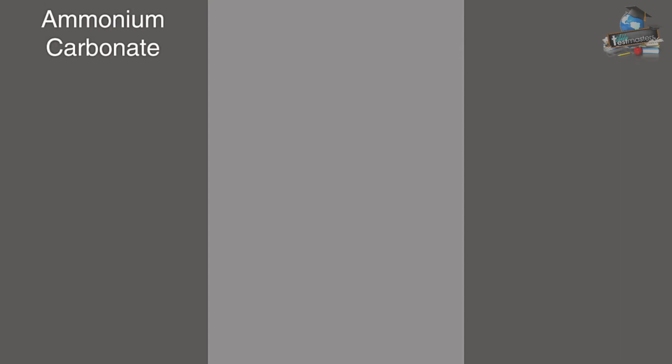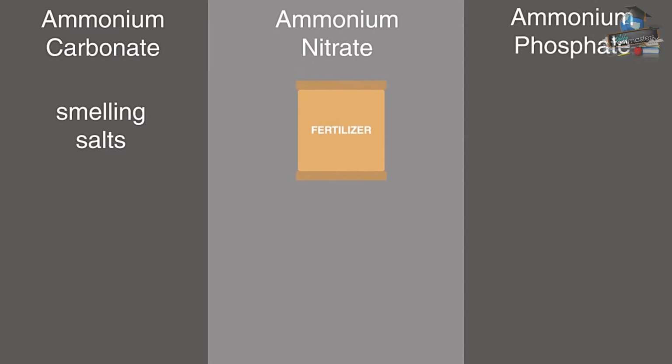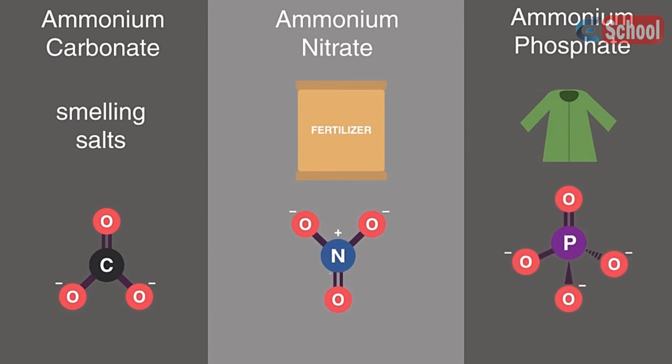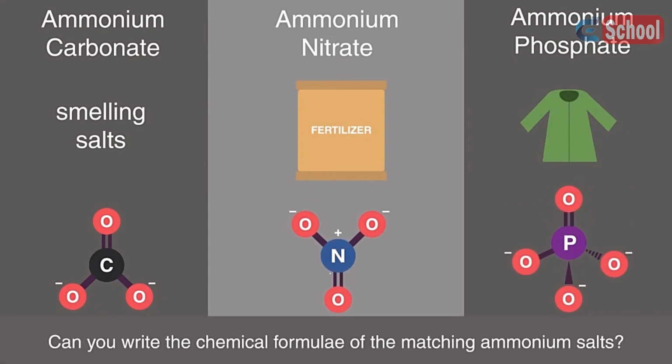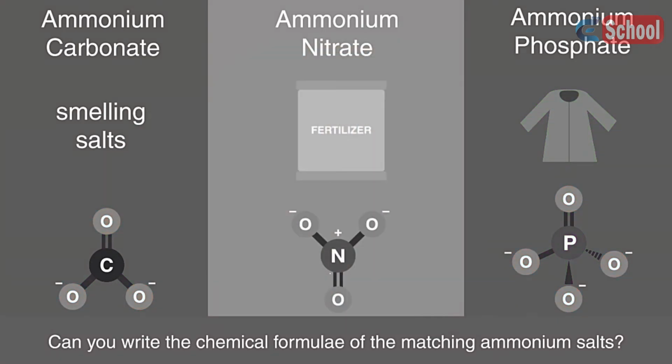Now here's your main challenge. Let's think about 3 other popular ammonium salts. Ammonium carbonate is an ingredient of smelling salts, which are not used much these days, but in the past people used to inhale their vapours when they felt faint. Ammonium nitrate is an important fertiliser, and ammonium phosphate is not only a fertiliser but can be used to flame-proof wood and clothes. So here are the carbonate, nitrate and phosphate anions. Can you write the chemical formula of the matching ammonium salt? Pause the video while you write down your answers and resume when finished.